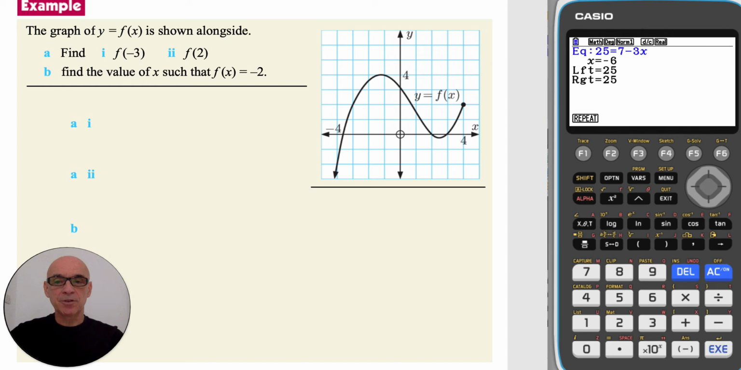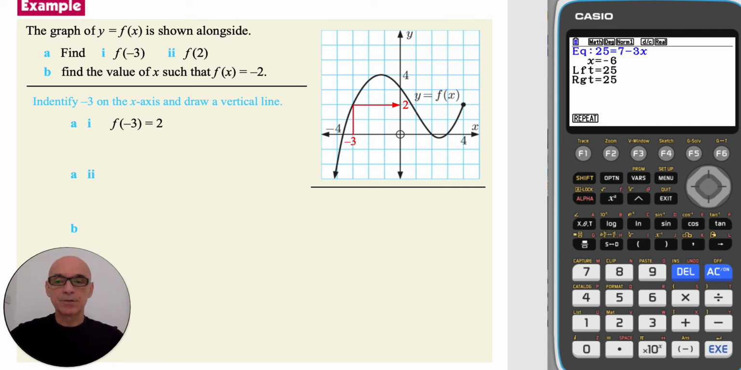In this question, the graph of f is shown, and we're asked to first calculate f of -3. So if we identify -3 on the x-axis, and then draw a vertical line to the graph and a horizontal line across to the y-axis, we see that an input value of -3 gives an output value of 2. So f of -3 is equal to 2.